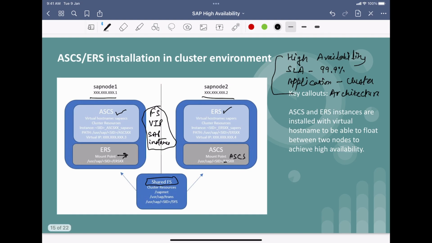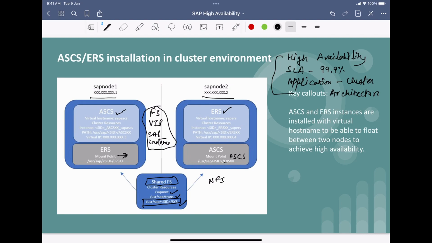Okay, so this is the shared file system. Shared file system here means the NFS file systems. So what are the NFS file systems for your SAP ABAP system? /sapmnt, /usr/sap/trans, /usr/sap/SID/sys. For the cluster system, these file systems also have to be NFS. Alright, so how is this relevant from a high availability perspective?